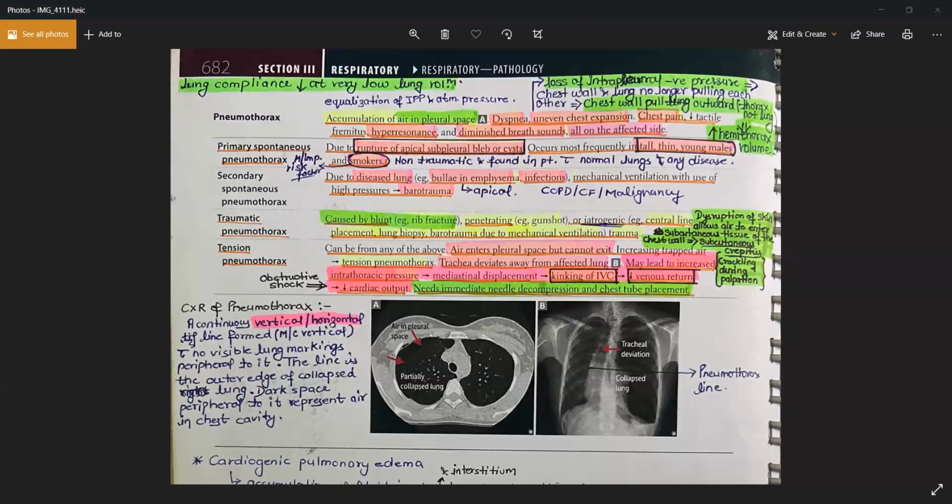Because the complete lung is now getting collapsed, you need some part of the lung intact for hyperinflation. So let's discuss the X-ray findings properly. Let me open an X-ray for you.